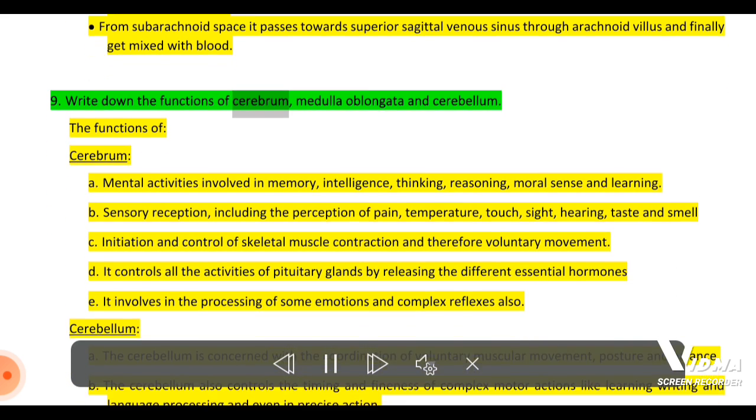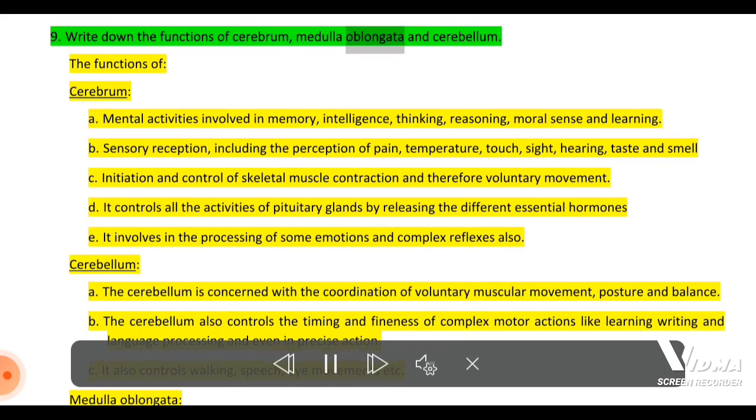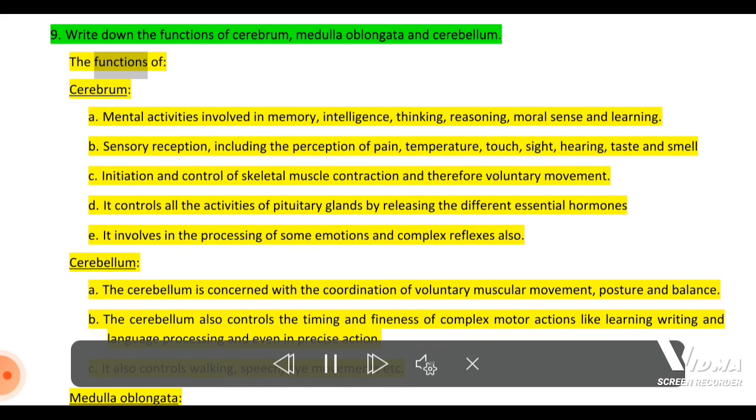Write down the functions of cerebrum, medulla oblongata and cerebellum. The functions of cerebrum. Mental activities involved in memory, intelligence, thinking, reasoning, moral sense and learning. Sensory reception, including the perception of pain, temperature, touch, sight, hearing, taste and smell.